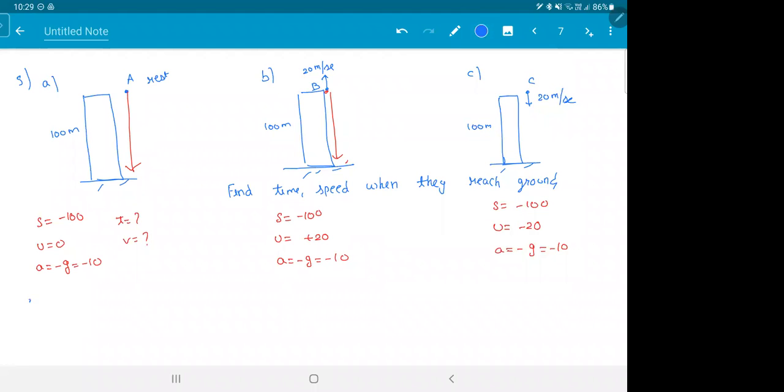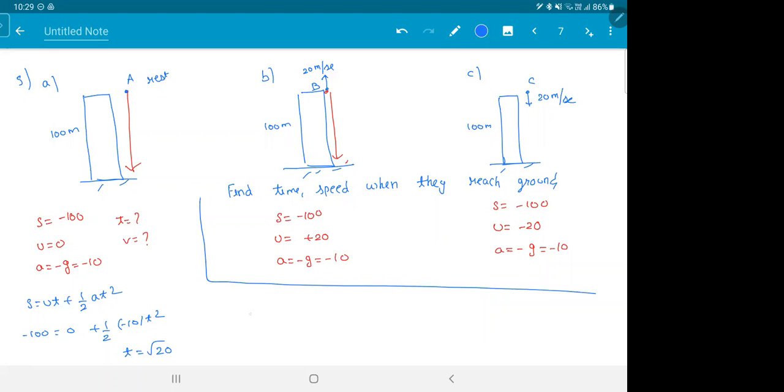Then what will you use? S is equal to ut plus half at square. S is minus 100, u is 0, a is minus 10. So t square is 20, so t would be root 20. And we use v square minus u square is 2as for the speed. V square, u is 0, a is minus 10, s is minus 100. So v will be root over 2000. This is for the first part.